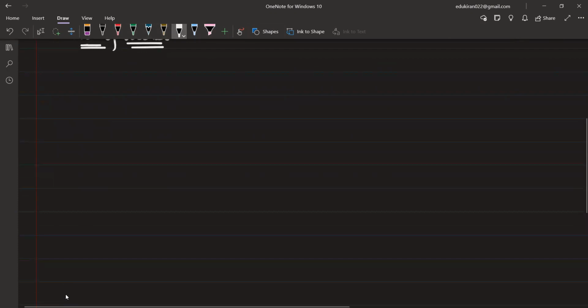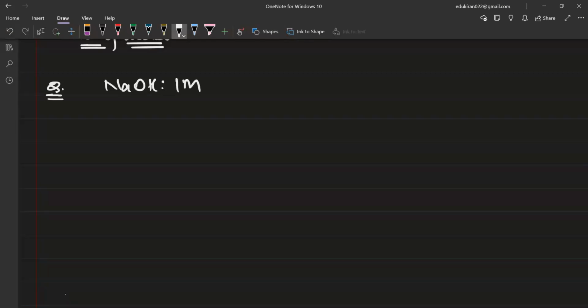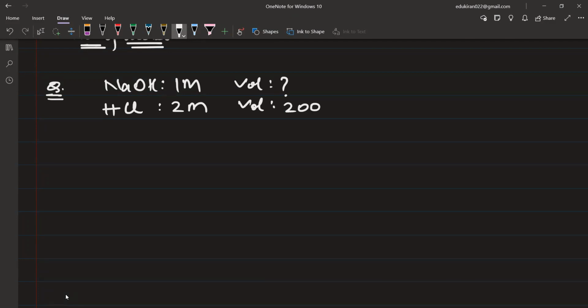So let us look at the 5th question. We have been given: calculate the volume of a 1 molar aqueous solution of NaOH that is neutralized by 200 ml of HCl. NaOH is 1 molar, and we have to find the volume. Volume is not given, you have to calculate this. We have HCl, which is 2 molar, and the volume is 200 ml. Okay, so you calculate the number of moles.